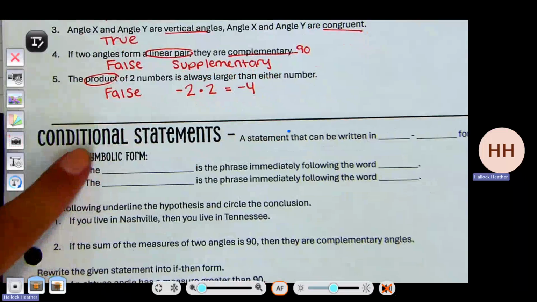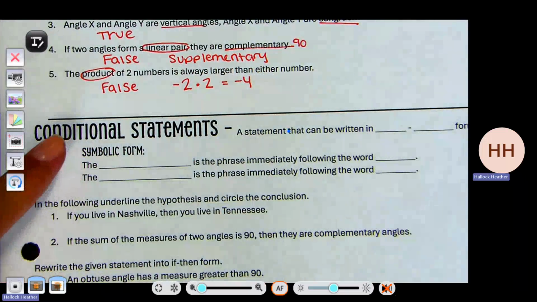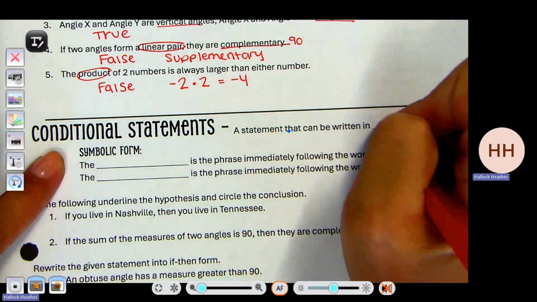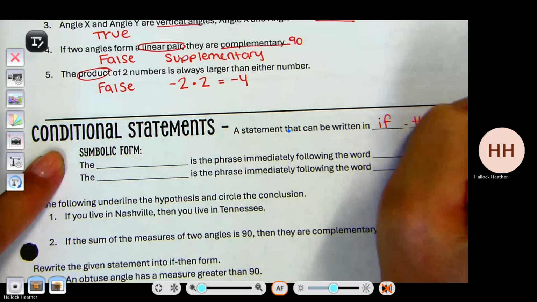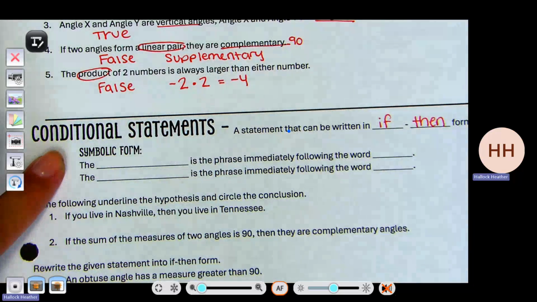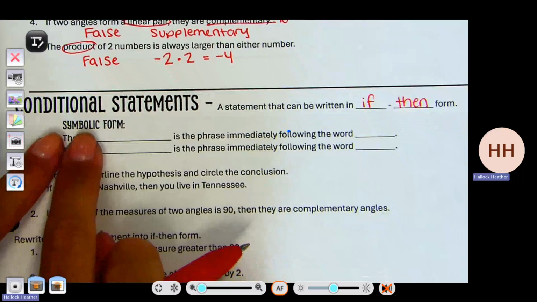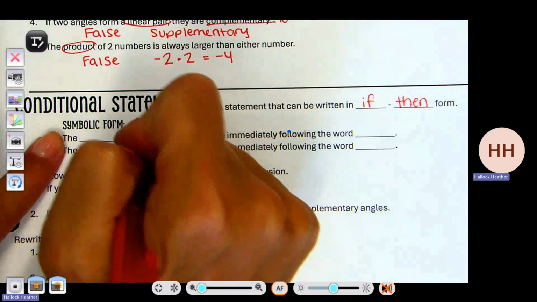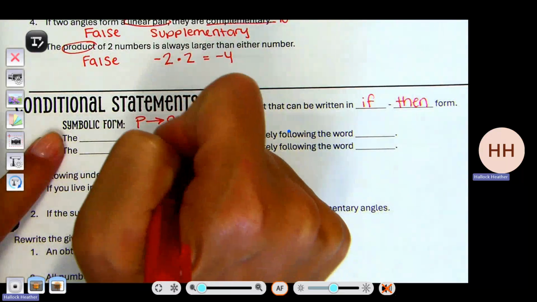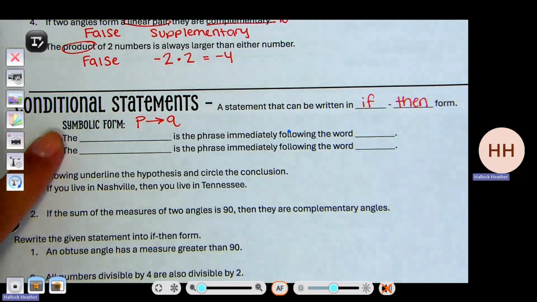Okay, so getting into conditional statements, these have to be in a specific format. It has to be written using the words if and then. No matter what, you're going to say if and then. So if the hurricane comes, then school is canceled. That's my conditional statement. The symbolic form that they're going to use to show this is P to Q. P is technically the hypothesis, Q is the conclusion.